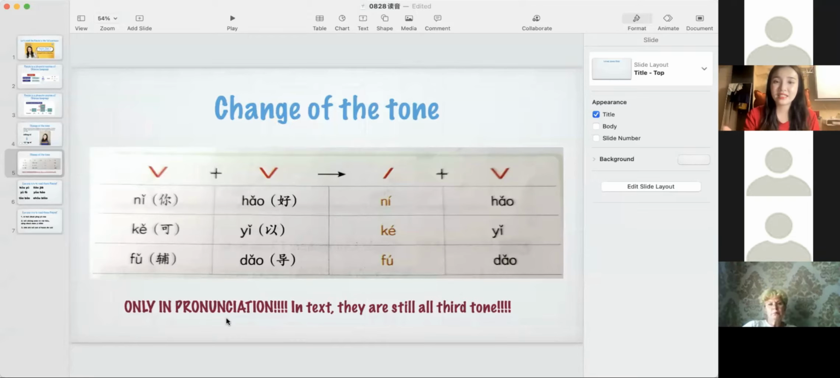So when you take a test, especially in writing, what is the correct pinyin for 你好? Third tone, okay? Third tone, remember. But in pronunciation, when you talk, what's the tone for 你好? Second plus third. 2, 3, okay? 你好,你好.